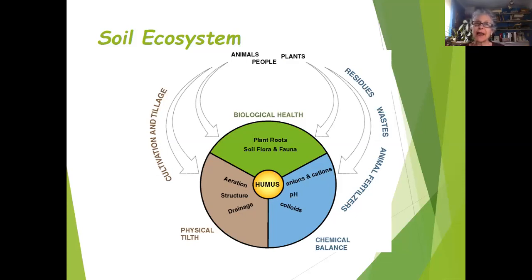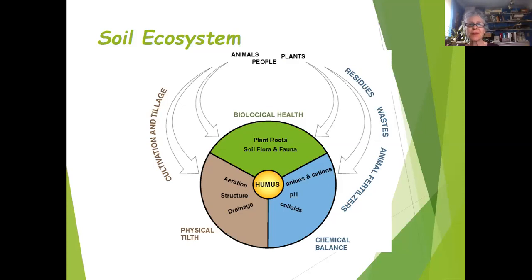On the left-hand side, we see that the actions that people and animals have on the land surface, including cultivation and tillage, digging, driving over the earth and compacting the soil, all has an effect on the physical health and the biological health of the soil, and ultimately the chemical health as well.